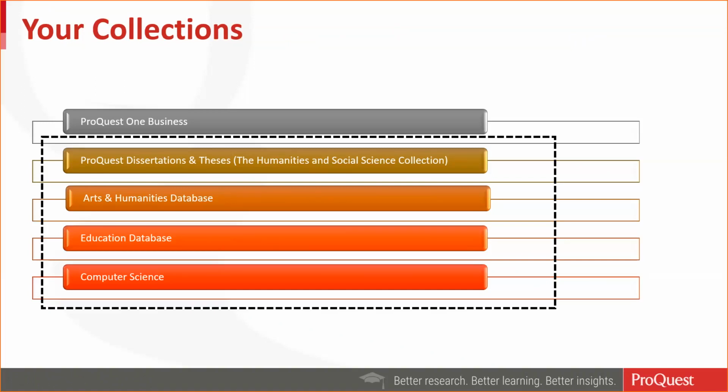Where the content is more relevant to the humanities and social science collection. And the next one is the arts and humanities database, so all the collections are relevant to arts and humanities. And of course, the education database that's relevant to education and computer science as well. So let's move on. I'll give you a few examples of how you can utilize this content in a minute.